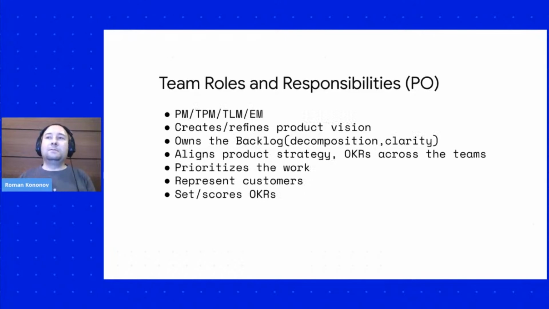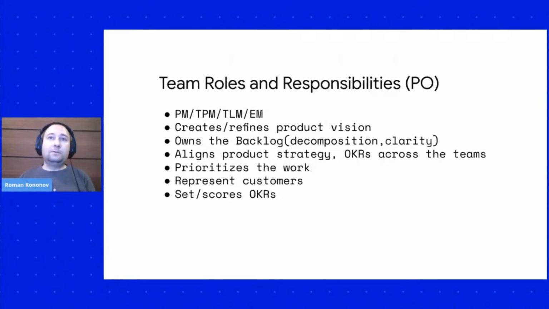Product owner. So in the OKR, and actually in this version of Scrum, the product owner usually is a product manager, technical product manager, team lead manager, or engineering manager. So any one of them could be a product owner for this specific project. Sometimes even engineers or developers.